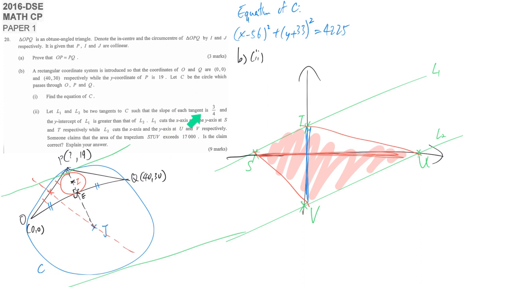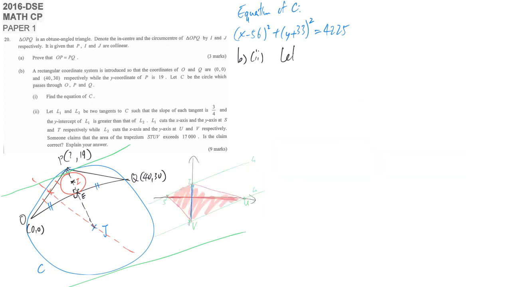That means the determinant equals 0. We can solve for the value of the constant, that means the y-intercept. Once we find out the y-intercept, we are going to find out the x-intercepts of these two lines. Then we can solve the problem. We let the tangent be y equal to 3 over 4 x plus c.